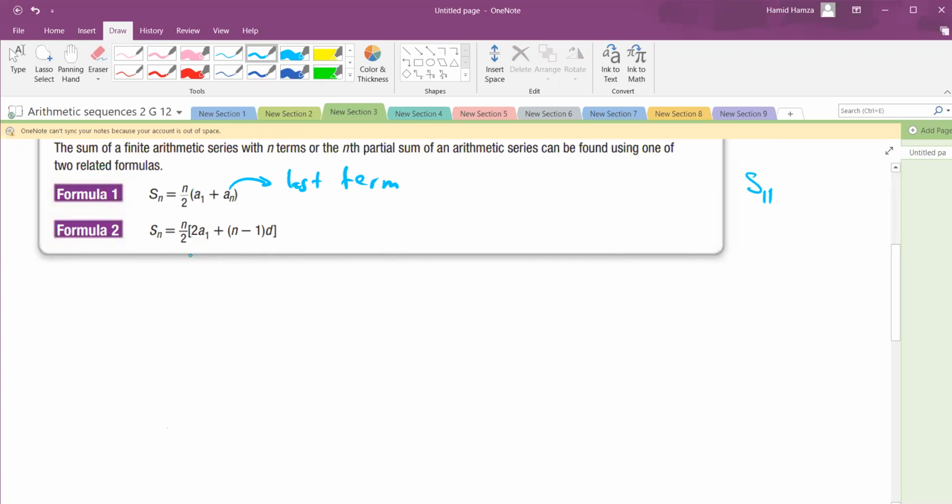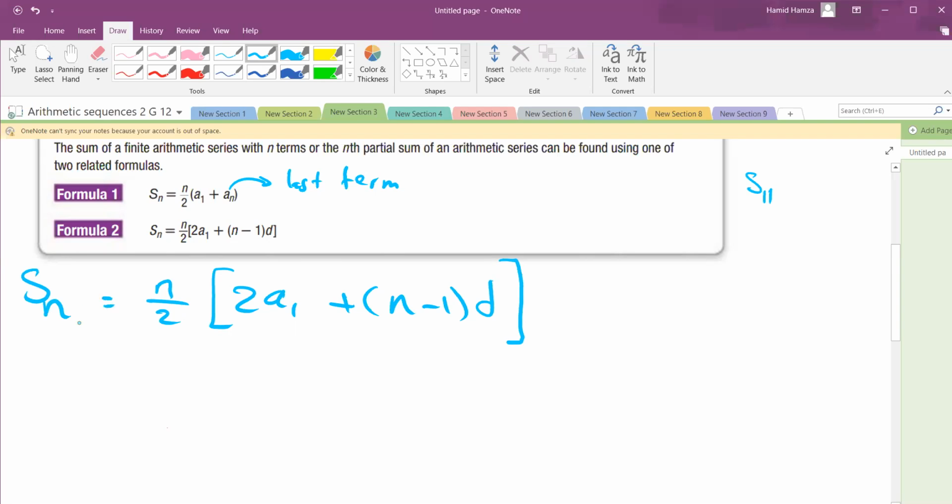But what if the last term is not given? So we will use the second one: Sn, the summation, equals n over 2 multiplied by 2a1 plus n minus 1 multiplied by d. So this is the partial sum of an arithmetic sequence if the last term is not given. If the last term is given, we will use the other formula. Let's take examples.